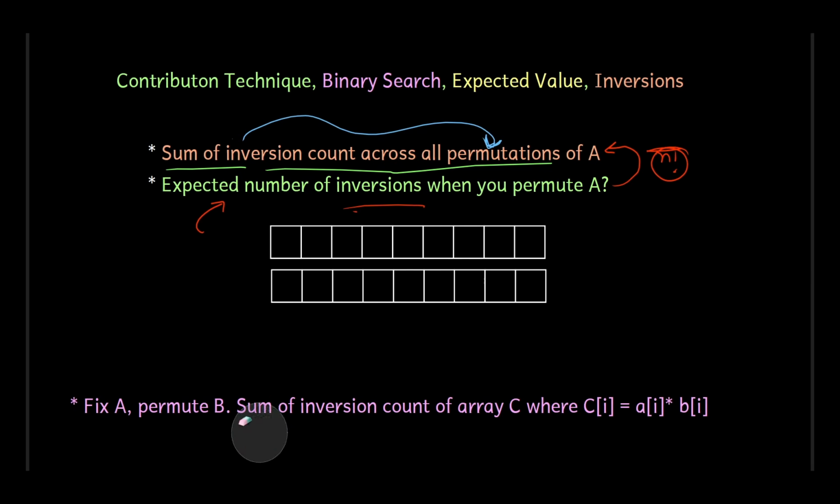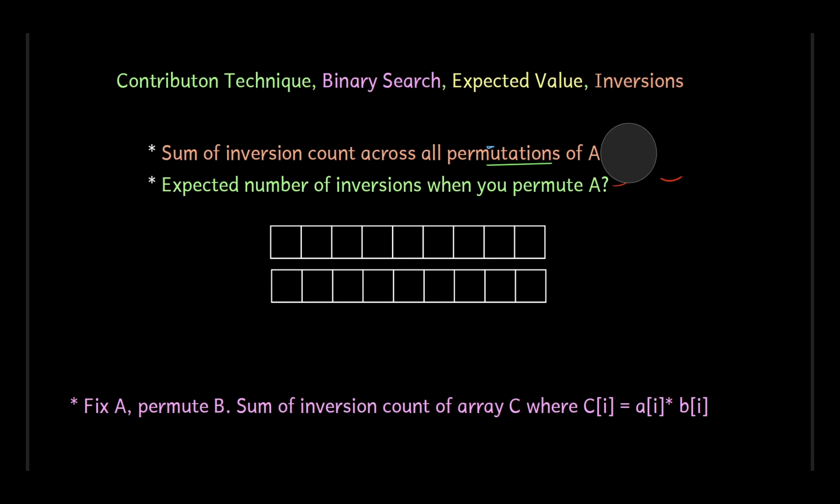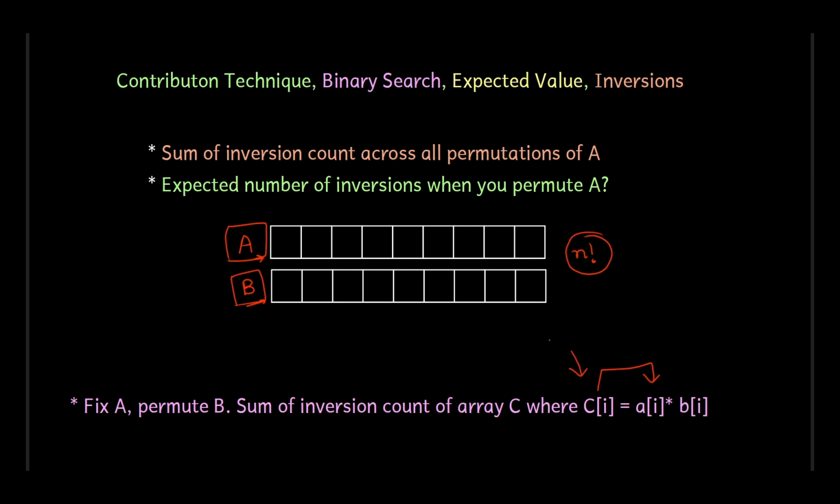So now let's talk about the hard version of this problem. This time you are not only given array A, you are given two arrays A and B. You are not allowed to permute A, it is fixed, but you can permute B, and there will be n factorial permutations. Once you have permuted B, you compute the array Ci as Ai times Bi, find out how many inversions there are in C, and then sum it all up.